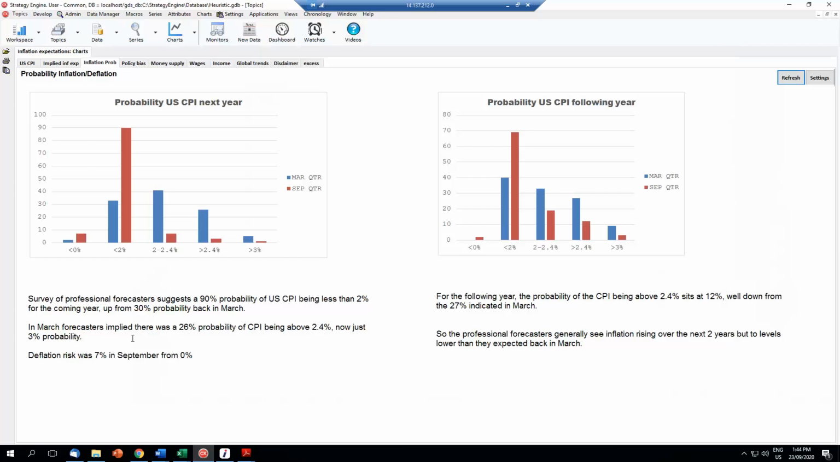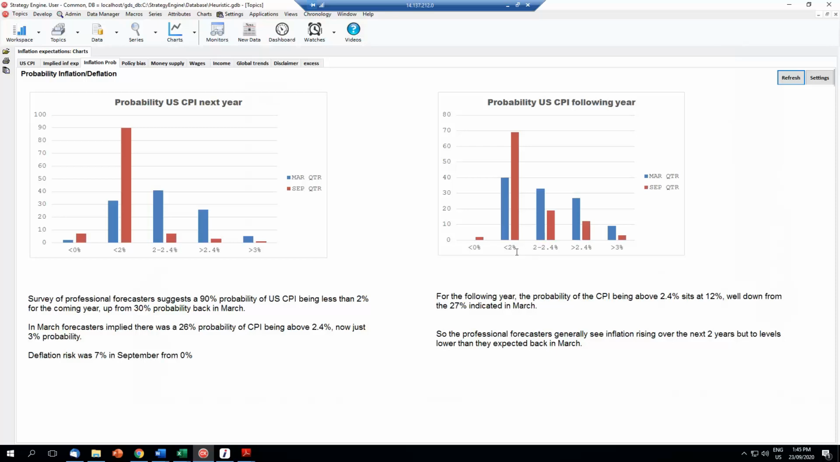Back in March, there was a 26% probability of the CPI being above 2.4%. That has now fallen to about 3%. This is over the next 12 months, and then the deflation risk probability was seen at 7% in September, up from 0. So, following the COVID-related lockdowns and the recession that started earlier in the year, inflation projections have actually come down. But having said that, they do expect inflation to pick up in the following year, so the subsequent, if you like, year 2.